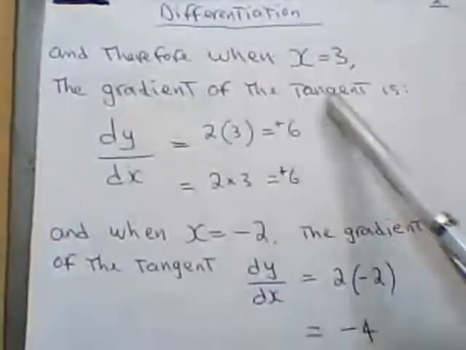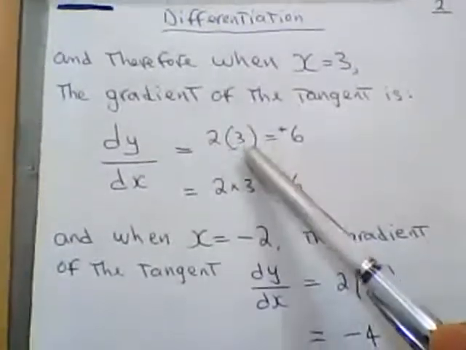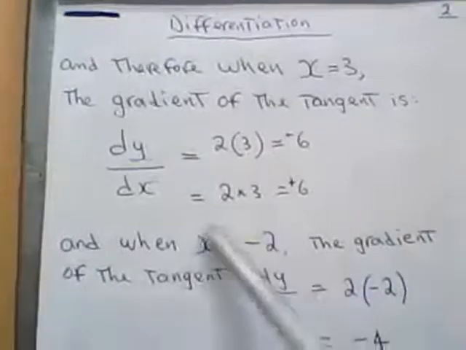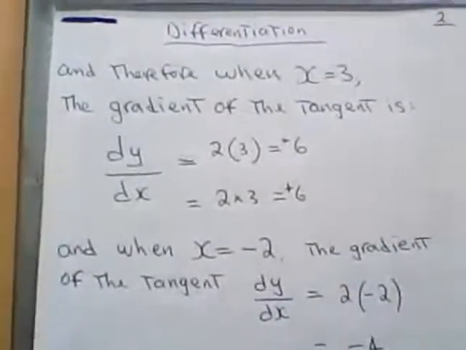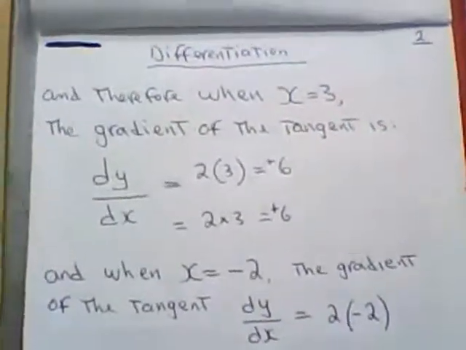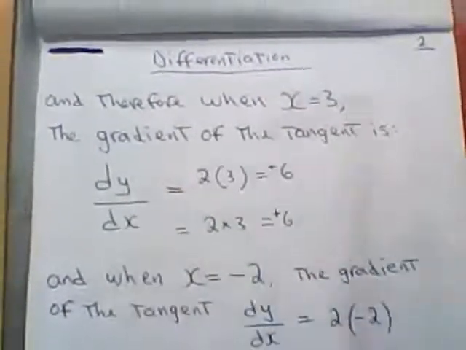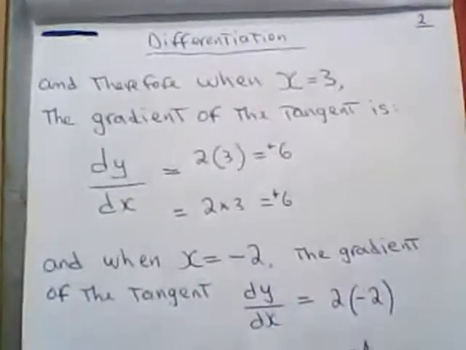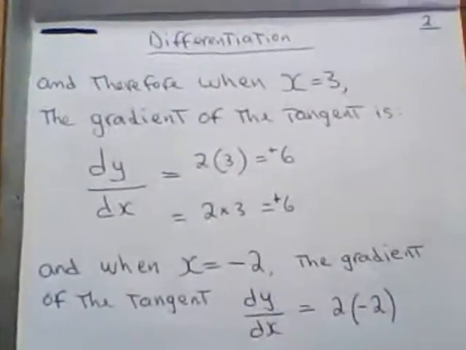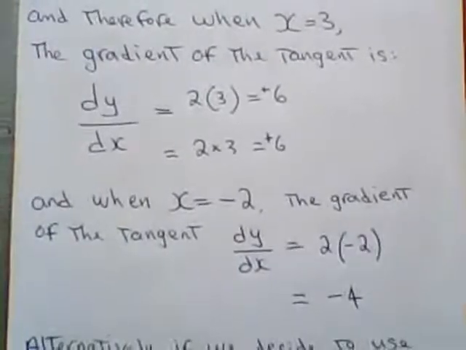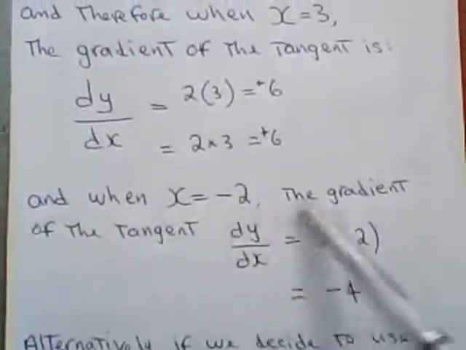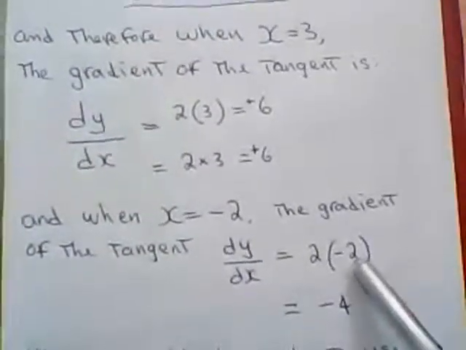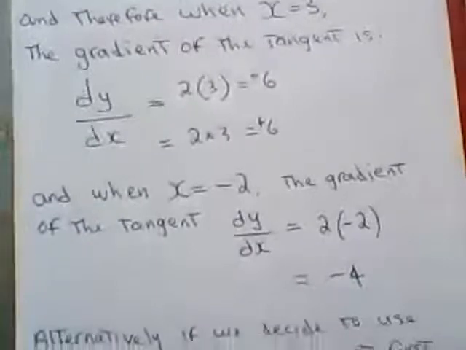The gradient of the tangent is dy over dx equals 2 times 3, which is 6. I simply write it out. Again, remember it's purely how I work. You would just say dy over dx equals 6 in some cases, but I like to see where it's coming from and how I have arrived at that solution for future reference. And when x equals minus 2, the gradient of the tangent dy over dx equals 2 times minus 2 equals minus 4.